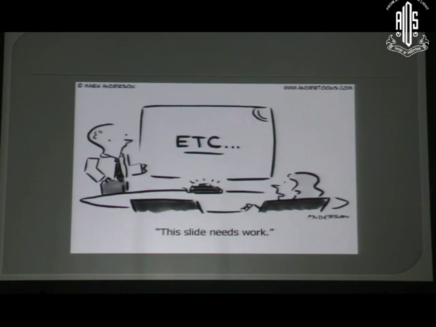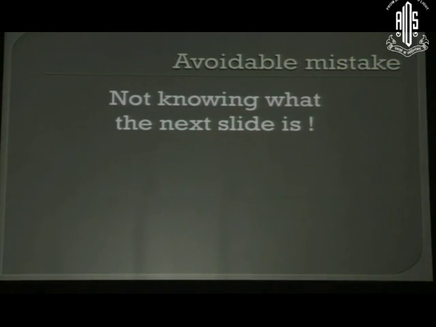Well, I don't know, this slide needs more work. This means you are not sure of what this slide shows. So the worst thing that happens is a slide comes and then you pause, you look at the slide, then you see, oh, this is the slide about this particular stage.